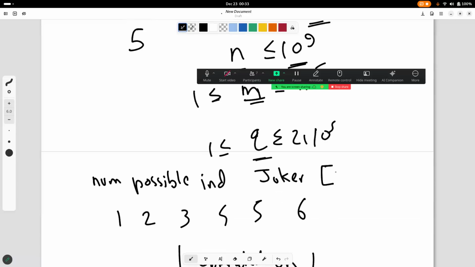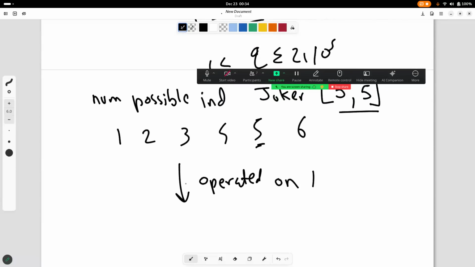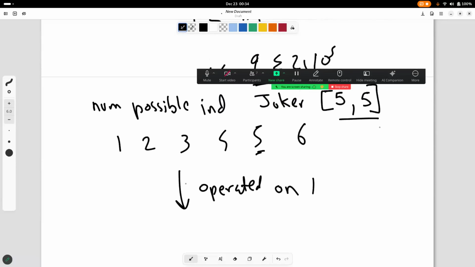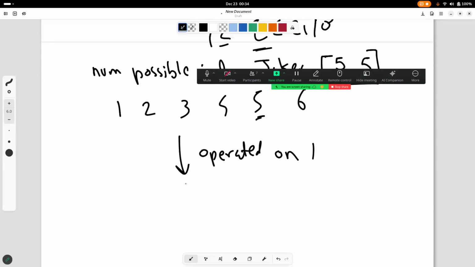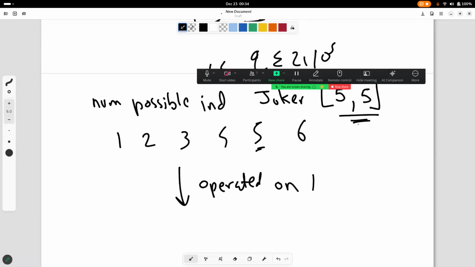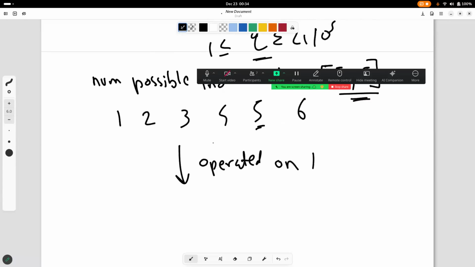The indices open up in form of ranges. So let's just, rather than saying that the joker is at 5, say that the joker can lie in the range 5 to 5. And what happens when you operate on 1? We are using 1 based indexing over here, for easier understanding. What happens when we operate on 1?